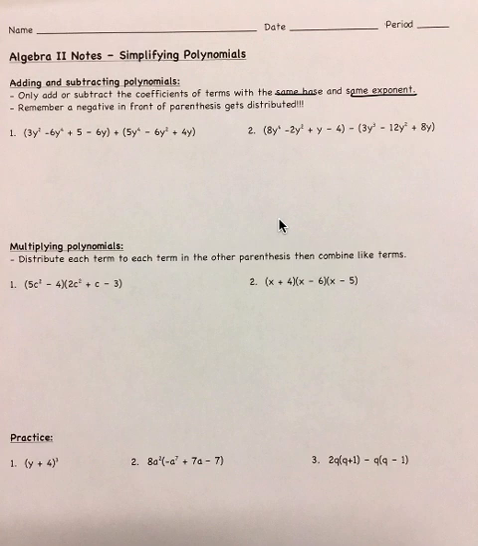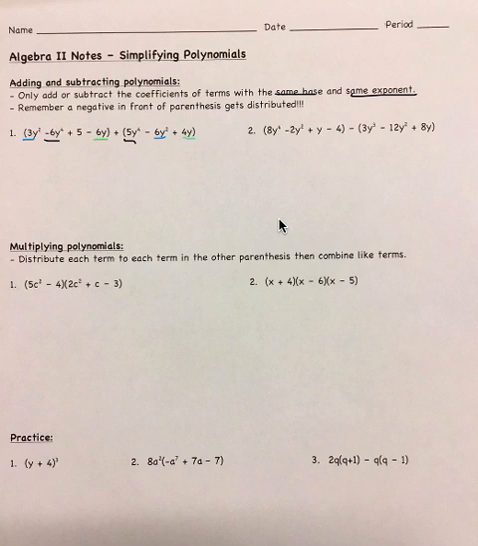So if we look at this first one, 3y squared minus 6y to the fourth plus 5 minus 6y plus 5y to the fourth minus 6y squared plus 4y, we're combining like terms. I always like to underline the ones that match up, and then I'm going to put them in color. So y to the fourths, y squareds, and just plain y's. And then we just have a 5.